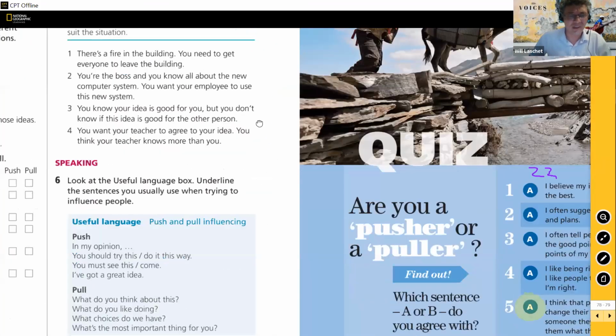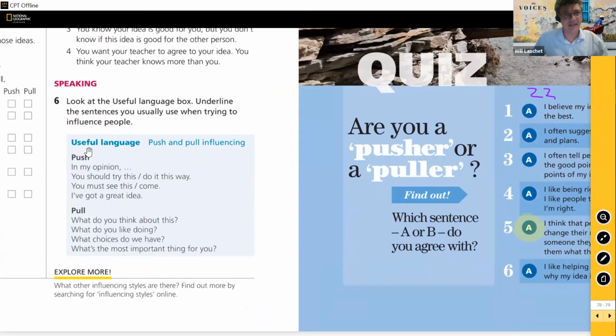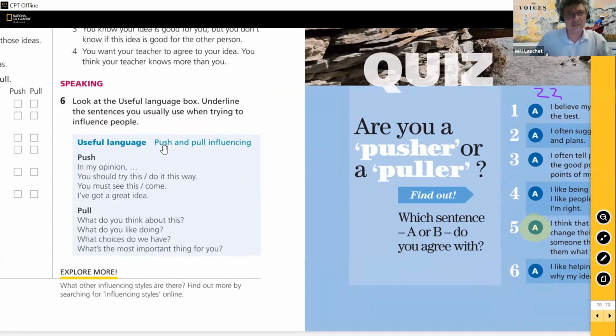So I just talked a little bit. We actually found some examples of the language, and that's the next bit here. We've got a useful language box which shows us about the different language we can use. And we can see here that push influencing, it's statements, right? And there's a lot of modal verbs in here. You must, okay, you should, you have to. Okay, so push influencing uses statements and it uses strong language.